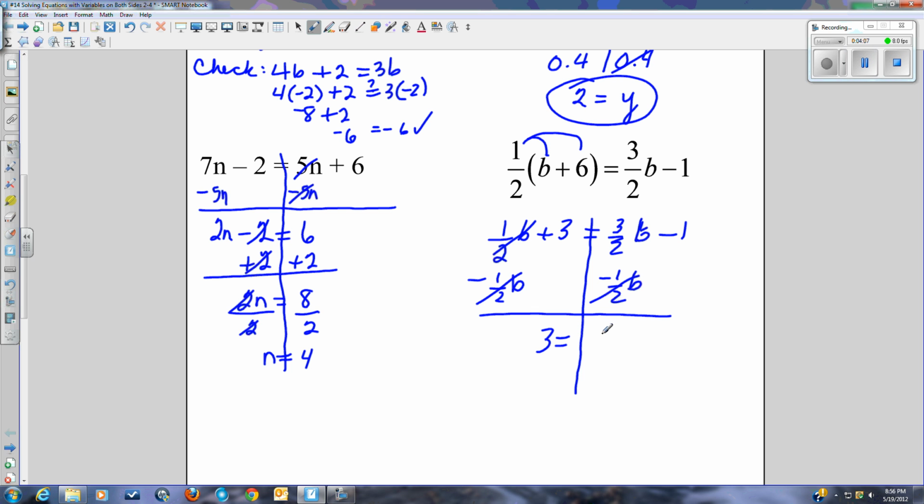3/2 b minus 1/2 b just gives you 2/2 b, or just b. So we have b minus 1. And now we want to get b alone, so we're just going to add 1 to each side. And we end up with b equals 4.